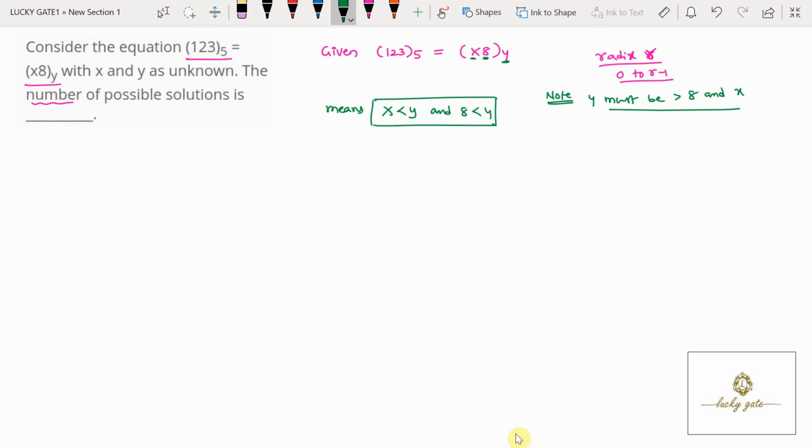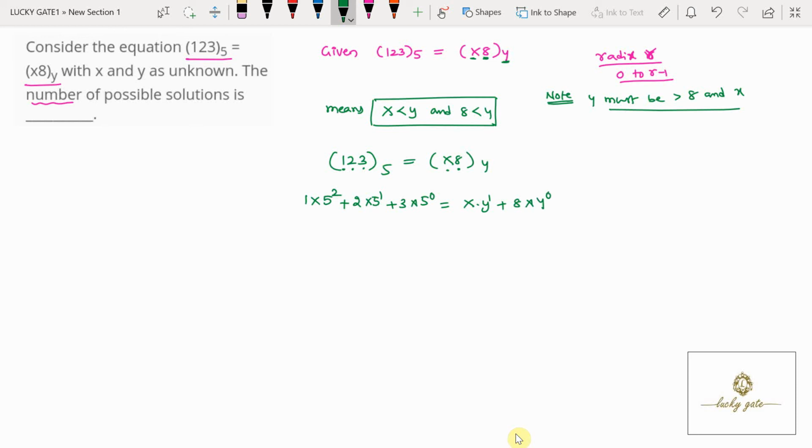Now what is given? 123 base 5 equal to x8 base y. You convert this base system into decimal format, in the powers of its radix: 5 power 0, 5 power 1, 5 power 2. We can simplify this as 1 into 5 power 2 plus 2 into 5 power 1 plus 3 into 5 power 0 equals x into y power 1 plus 8 into y power 0.